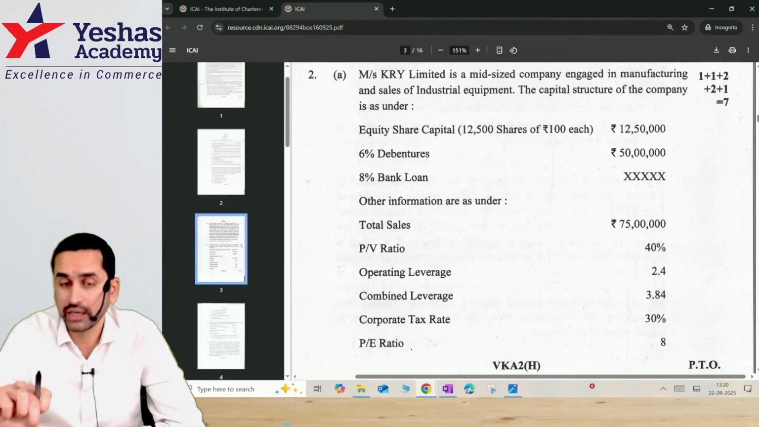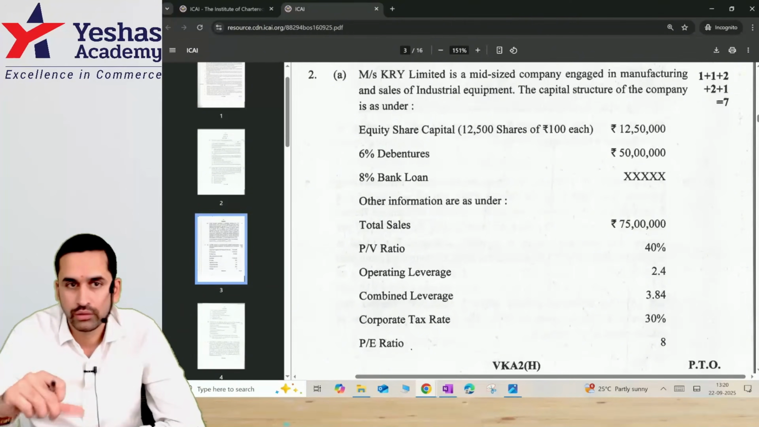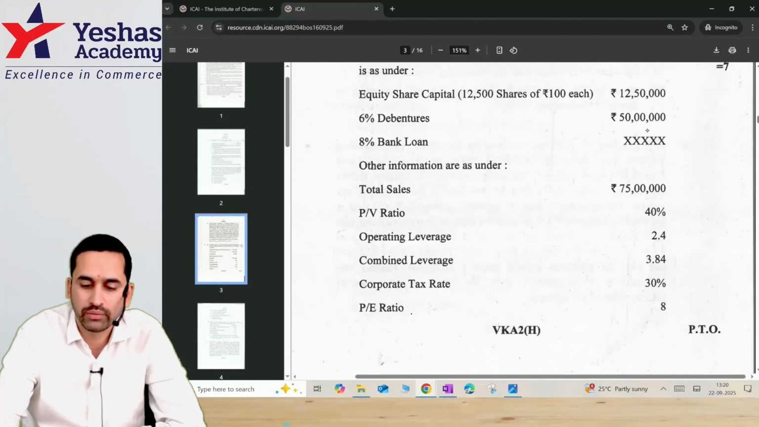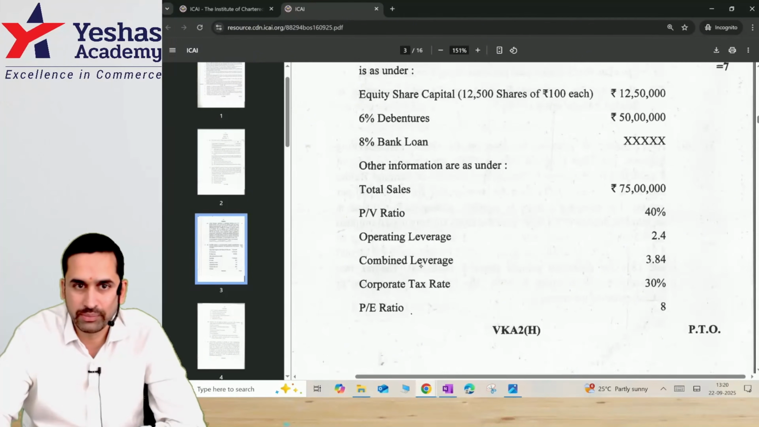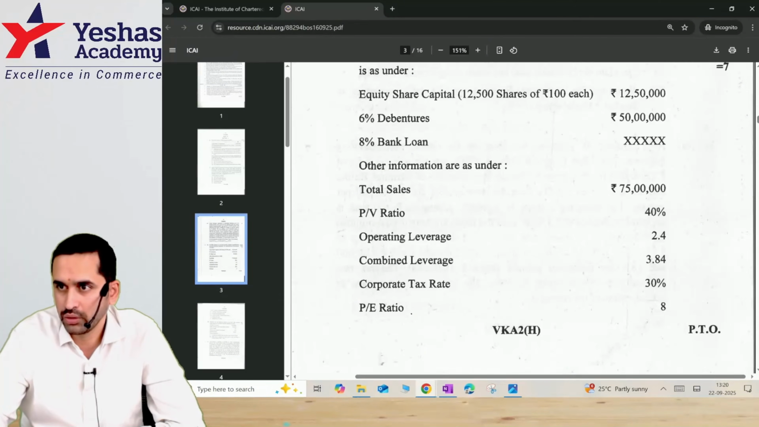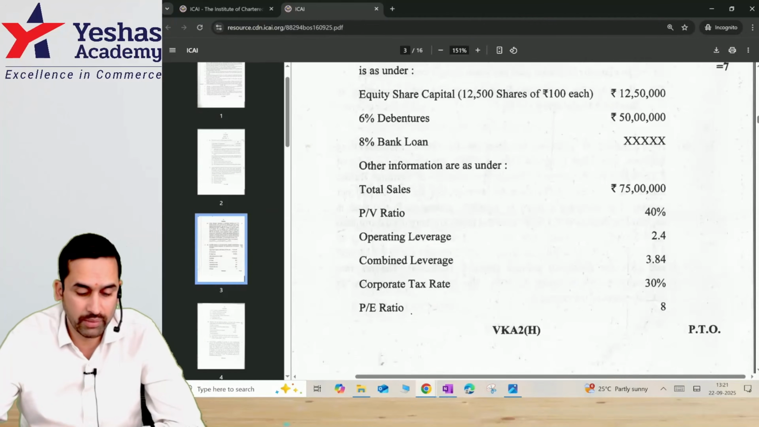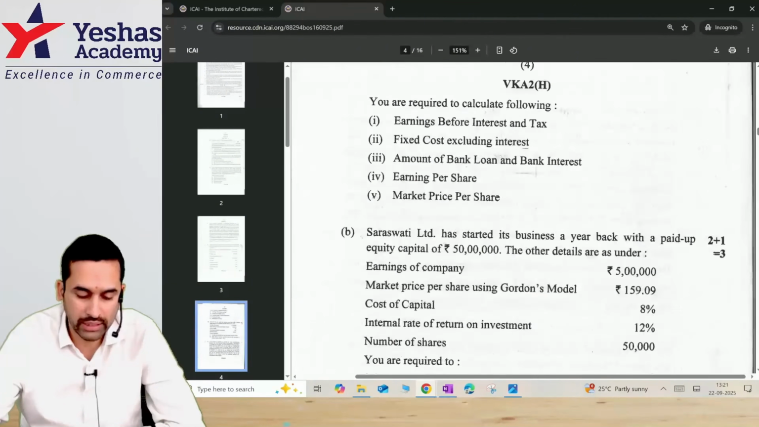This won't even take too much time actually. Normally a 7 mark type question would be a lengthy question. This is not even lengthy question. Only one missing number you have to find out. And when you have DOL and DCL, DFL is missing number. You know DOL into DFL is this. So 3.84 by 2.4 you will get some 1.1 or 1.2. That is DFL. And then EBIT, EBT you can complete. This is an easy 7 marks question, not even lengthy.